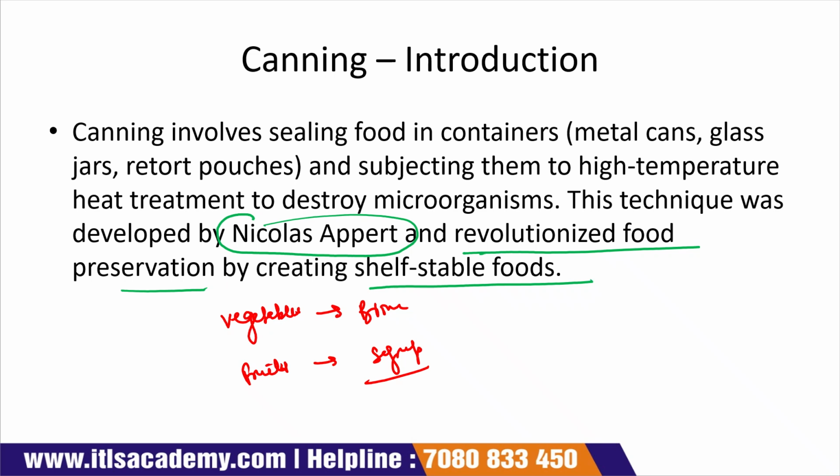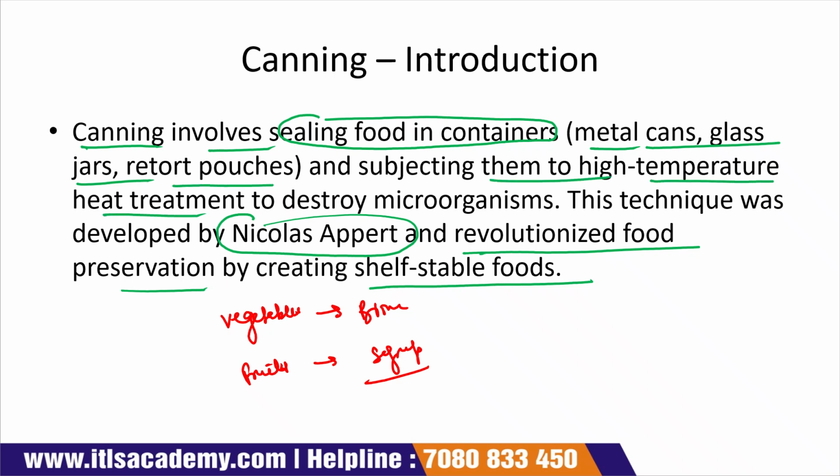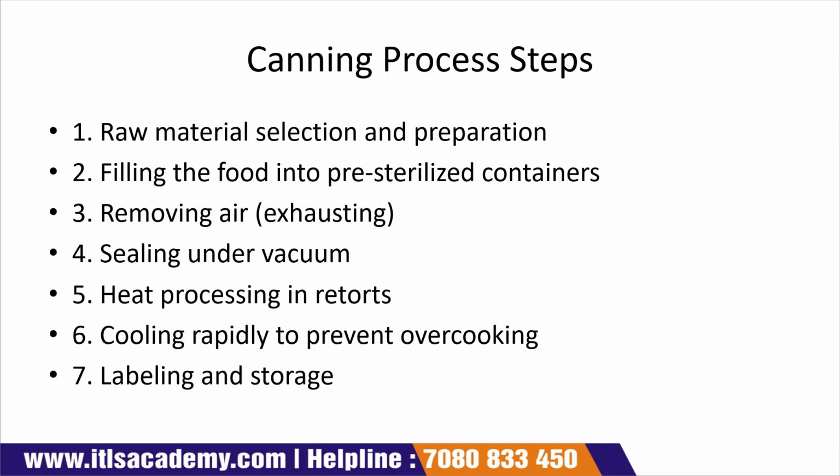Now, see what is written here. Canning involves sealing the food in containers, metal cans, glass jars, retort pouches, and subjecting them to a high temperature heat treatment to destroy the microorganisms.